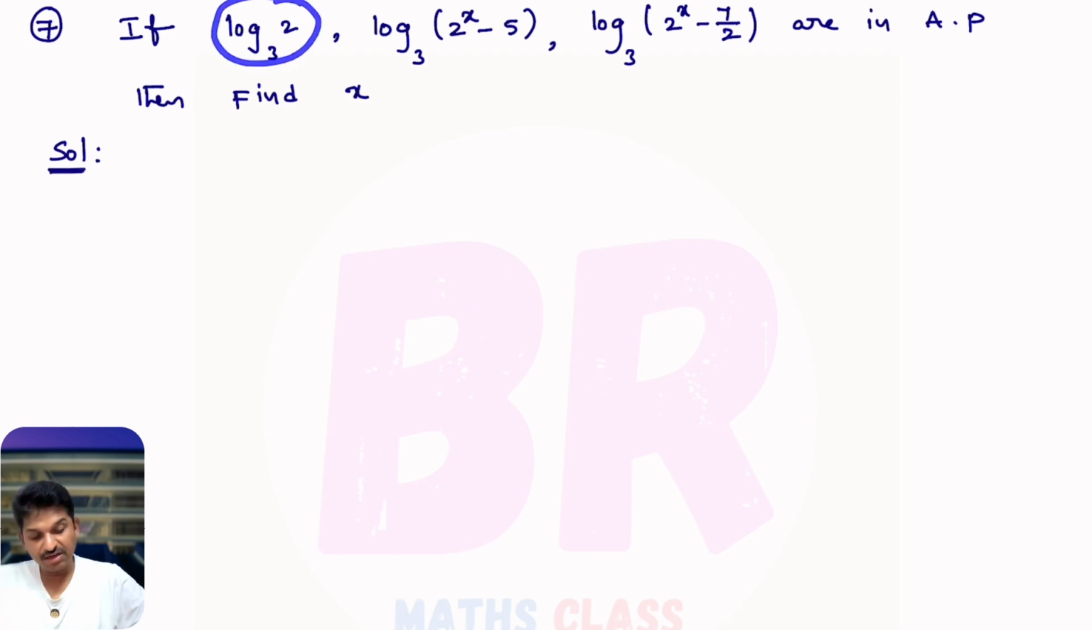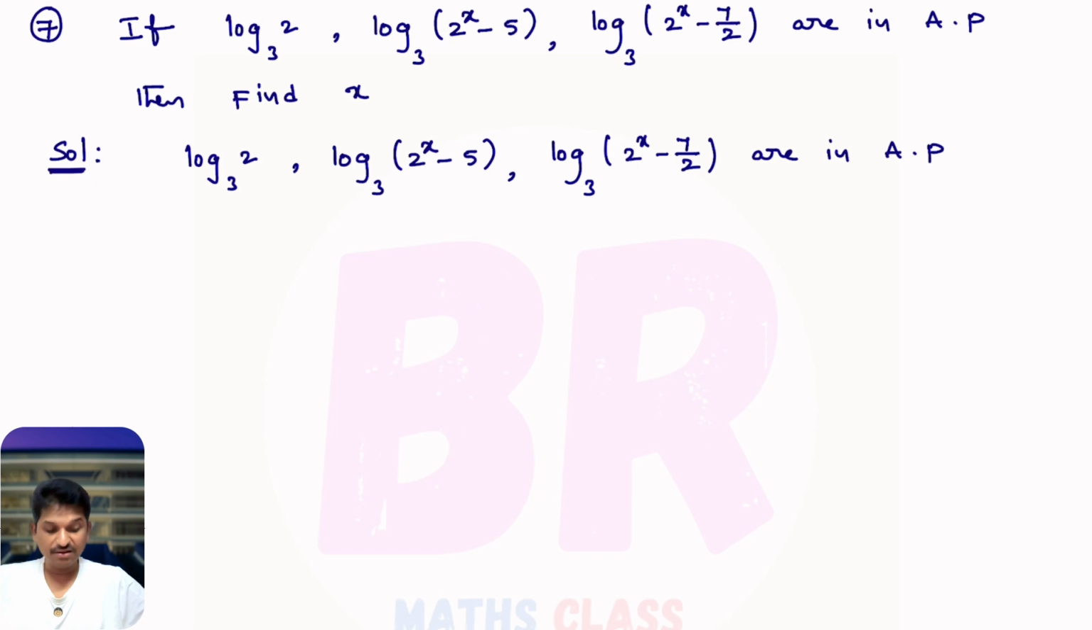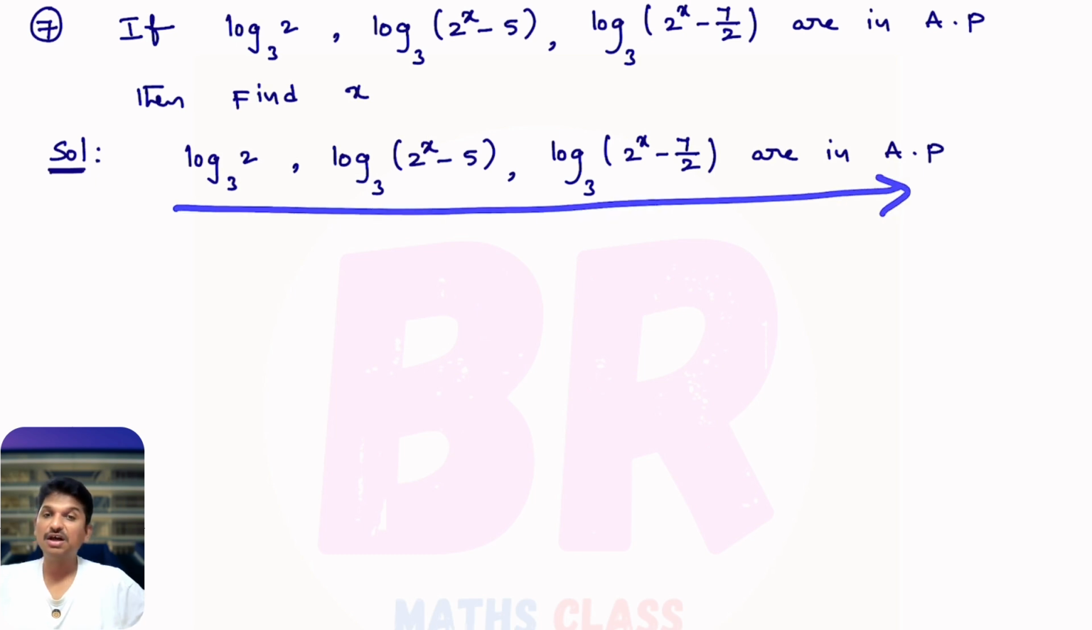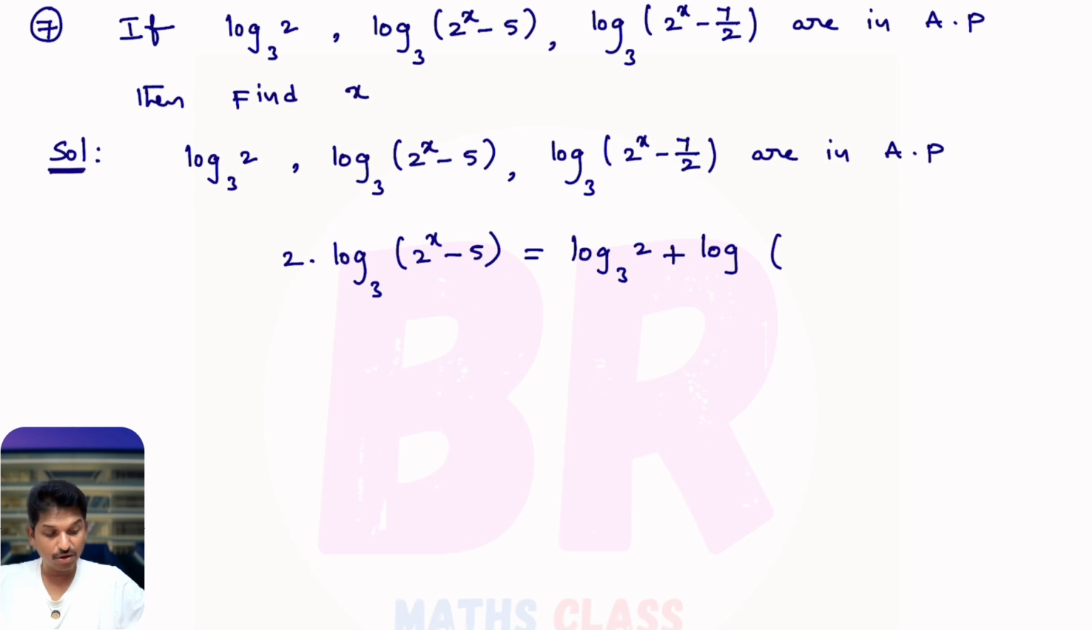Now you see, three terms are in arithmetic progression. You know this: if A, B, C, three numbers are in arithmetic progression, then we can write like this: 2b equal to A plus C. As they have given these three terms are in arithmetic progression, what I can write? 2 times logarithm of 2 power x minus 5 base 3 equal to log 2 base 3 plus logarithm of 2 power x minus 7 by 2 base 3.